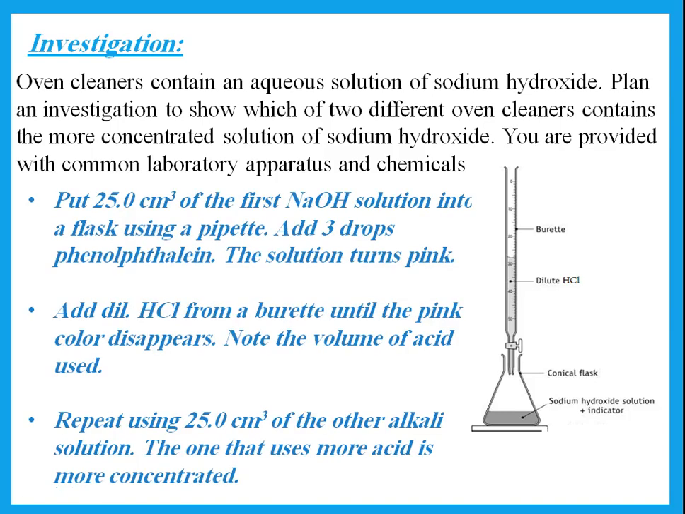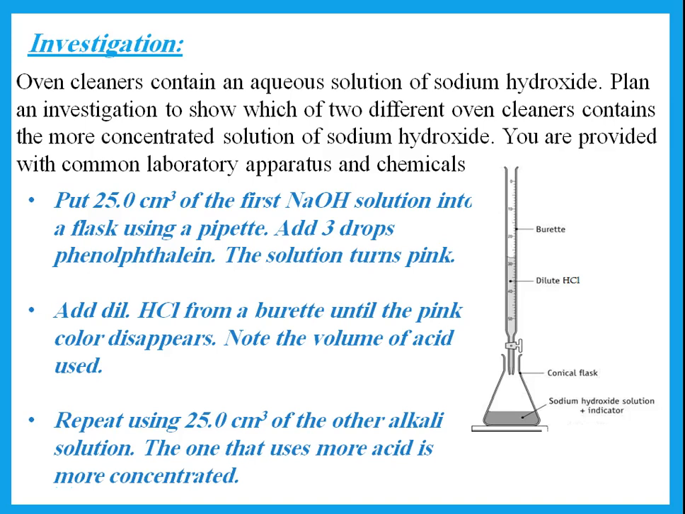We said we put 25 centimeter cubed of the first sodium hydroxide solution into a flask using a pipette. Add 3 drops phenolphthalein. The solution turns pink. So we're doing a typical titration. Add dilute hydrochloric acid from a burette until the pink color disappears. Note the volume of acid used. And then we're going to repeat the same thing using 25 centimeter cubed of the other alkali solution. The one that uses more acid is more concentrated. Do you understand how to explain this?